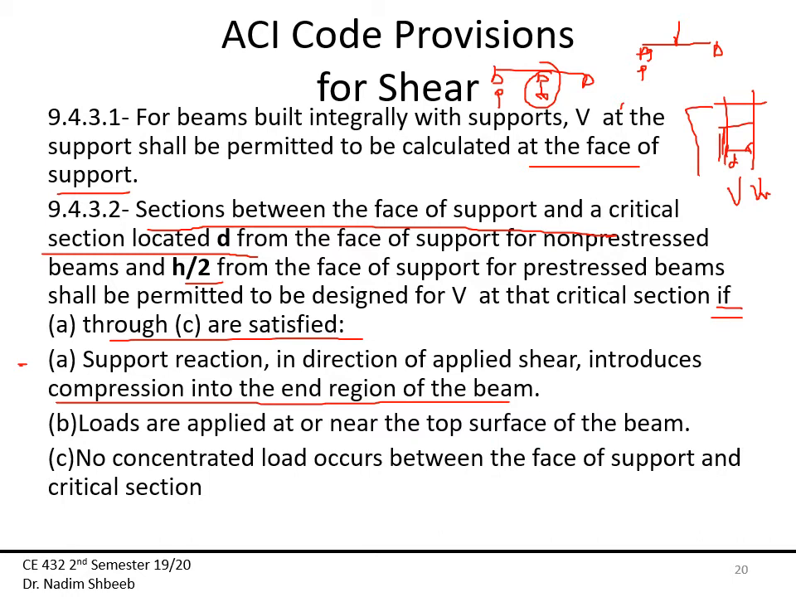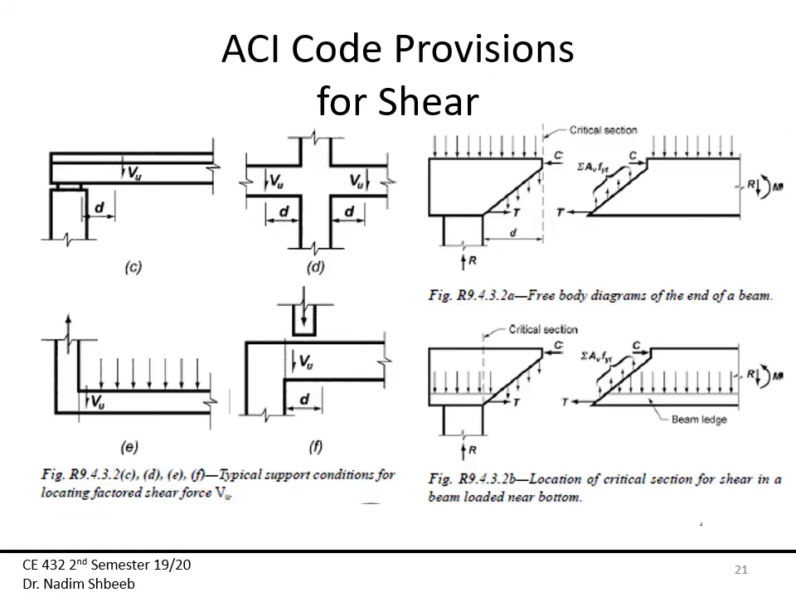The second one is that loads are applied at or near the top surface of the beam, and I'm going to show that in the next slide, what I mean by that. C, no concentrated load occurs between the face of the support and the critical section. So for that same beam here, if this is the distance d and my load is actually in here somewhere, then my critical section would be at the face of the support, not at d from the face of the support. And this shows the various types that we talked about.